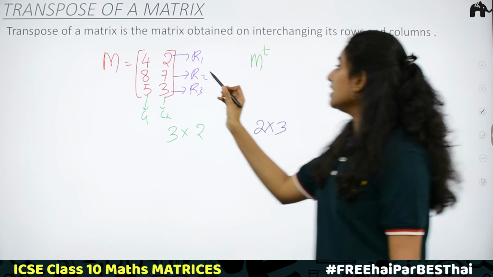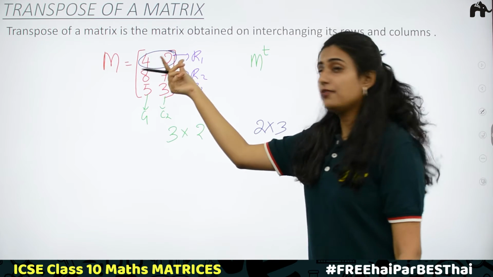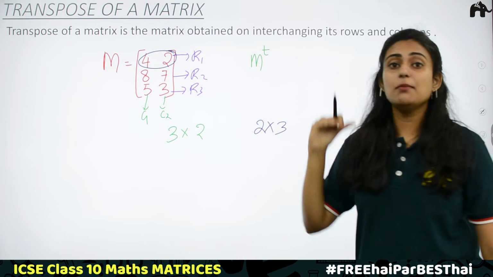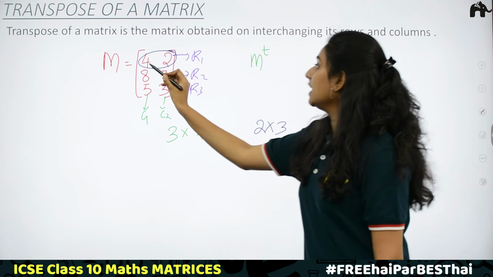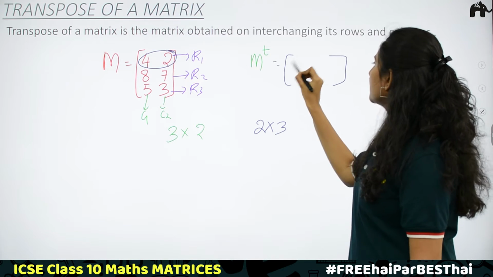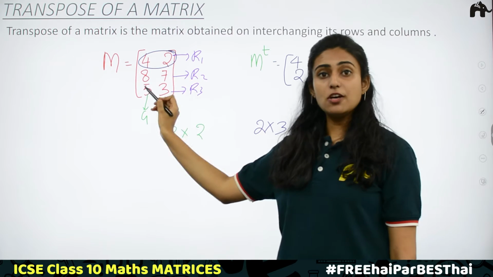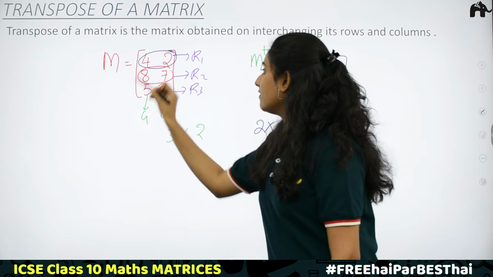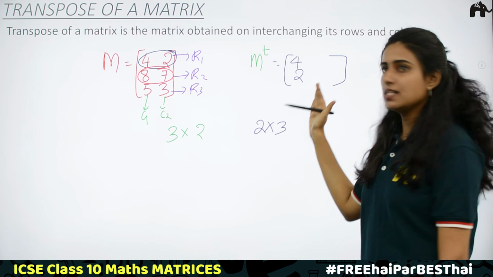Now, take the first row. This is the first row. The elements of the first row will become the elements of the first column in the transpose matrix. That is, here it is 4, 2. 4, 2 will be the elements of the first column. Now, the elements of the second row, 8, 7, will become the elements of the second column in the transpose matrix.